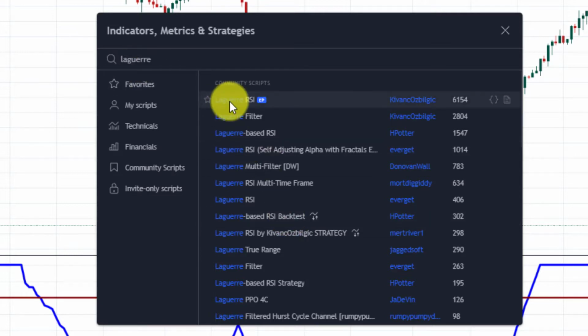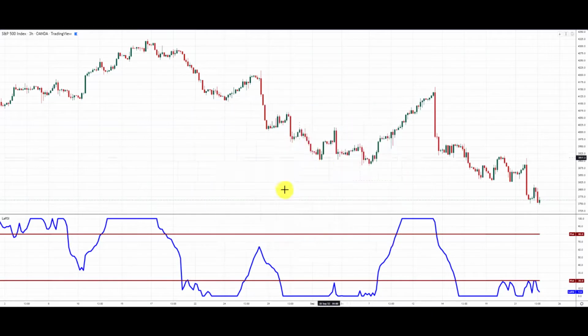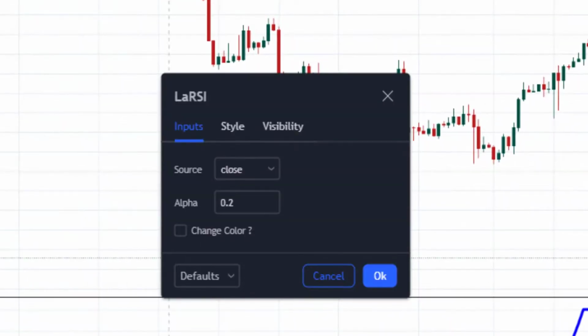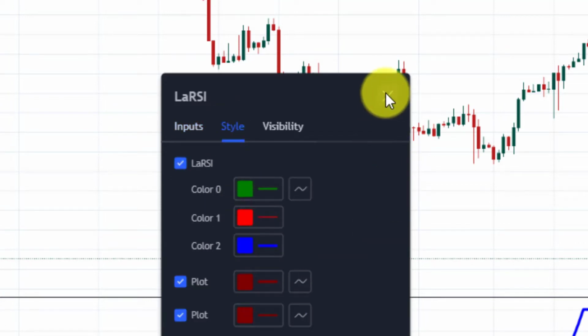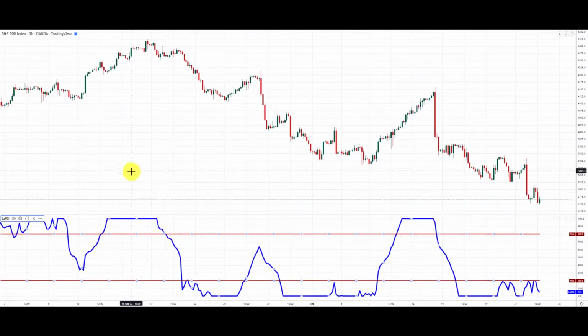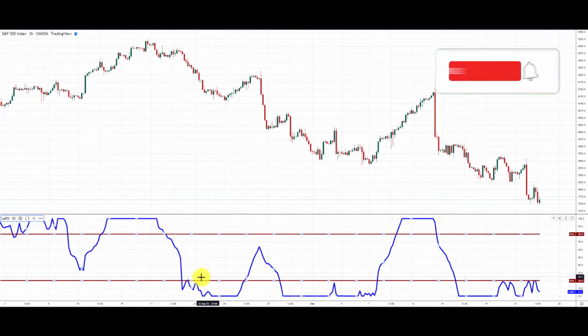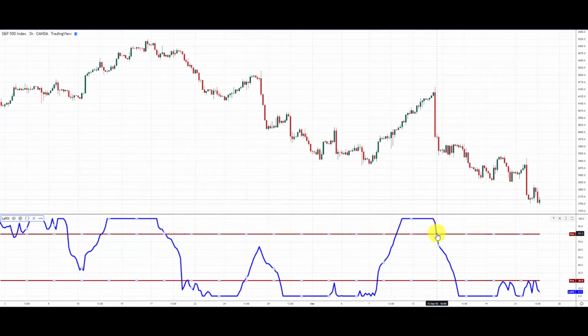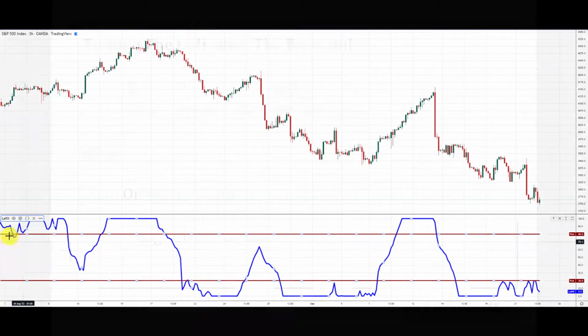But once you've clicked on that top one, it goes on to the page, and if we click on the settings, we can see they've actually called it alpha. That's our gamma, and we can change that around. That's the only input, and we can make it more colourful if we want to. But basically, we can see how the noise is taken out, and as it crosses up through that 0.2 we buy, and down through the 0.8 we sell. It's as simple as that.